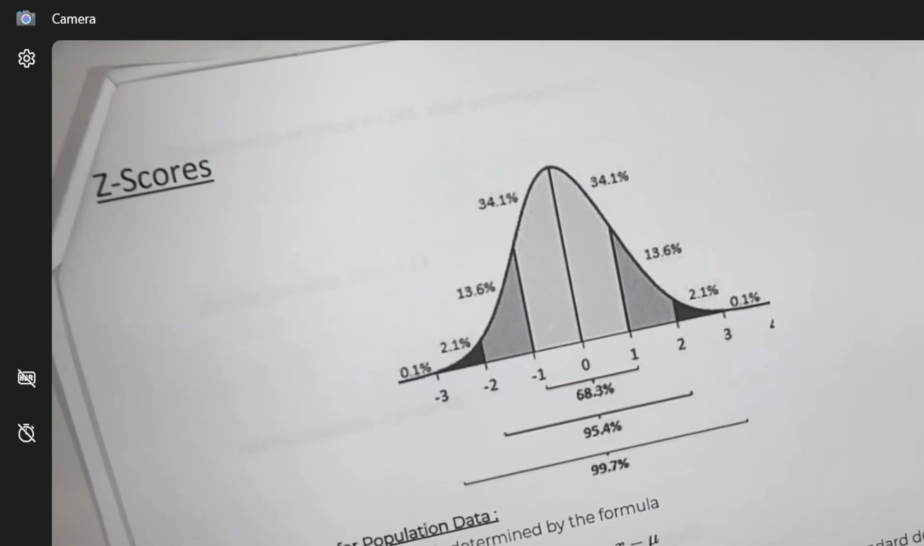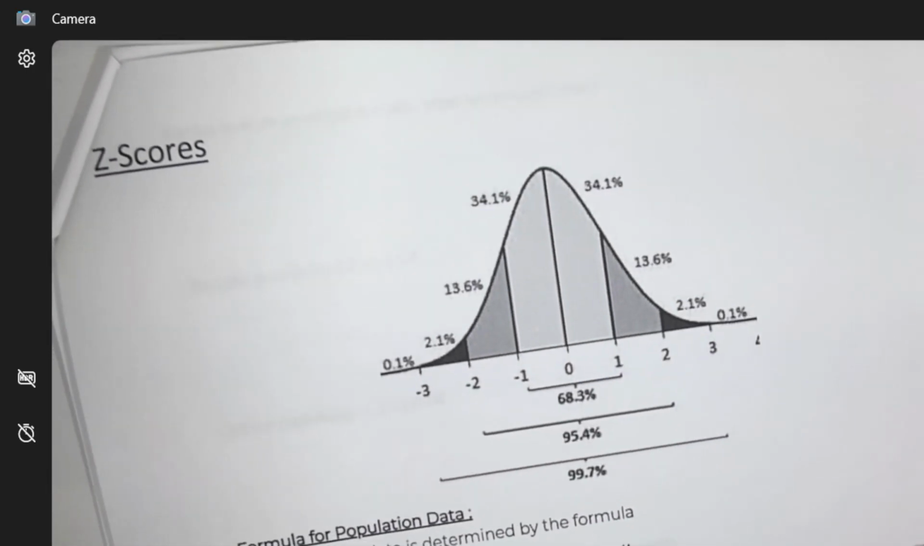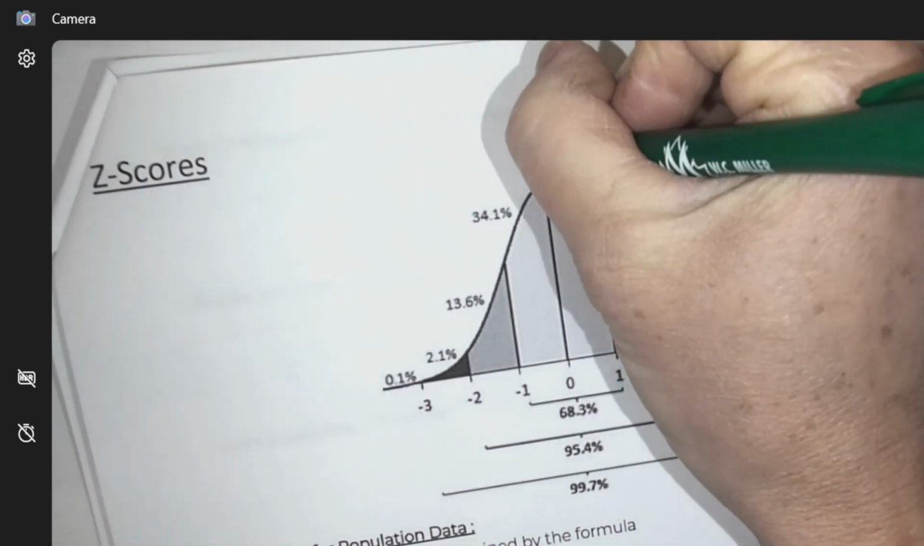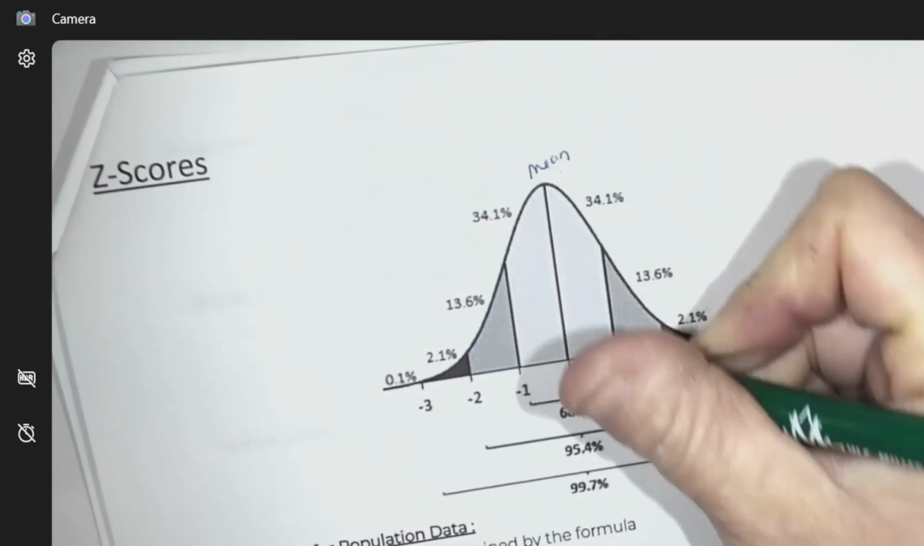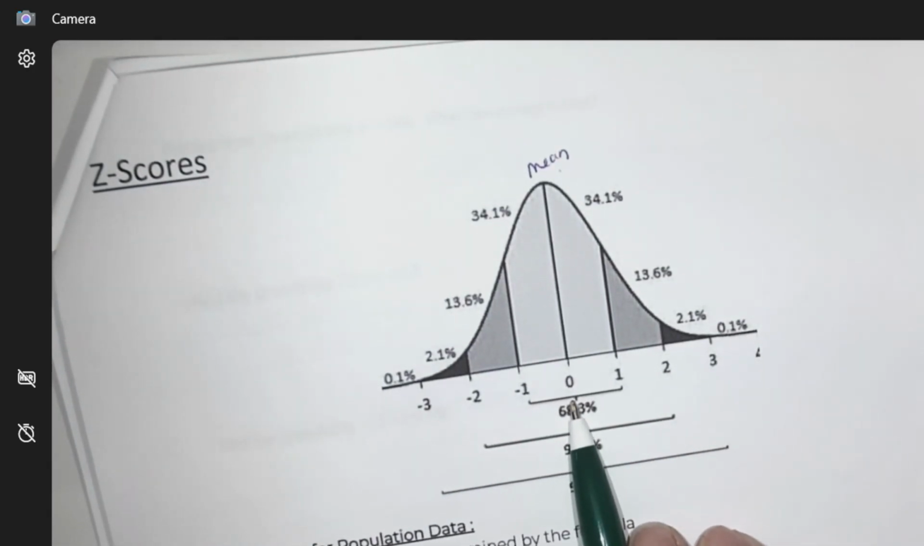Okay, so now we're going to talk about z-scores. We talked about this normal distribution curve. Right here is your mean. When I have a mean, I'm right in the middle. My z-score is 0.